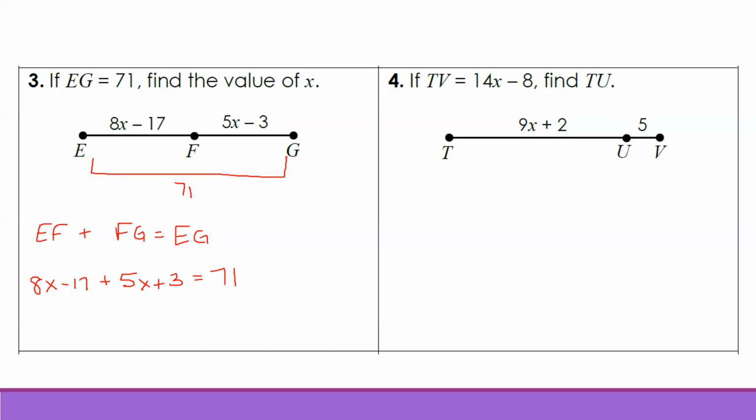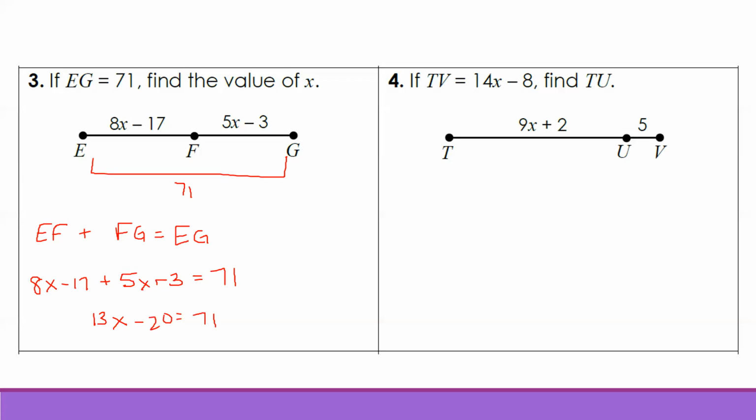I like to combine my like terms. So 8x and 5x gives me 13x. Negative 17 plus 3, minus 3. That's silly me. That should be a minus 3. Let me fix that. There we go. Negative 17 minus 3 is negative 20.